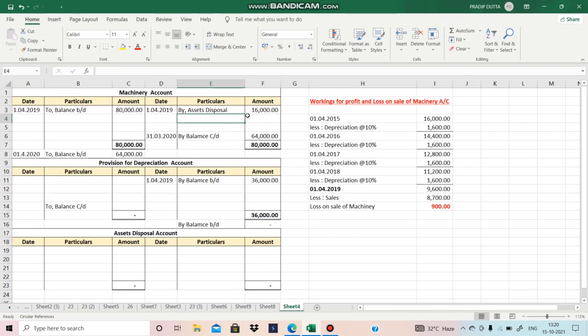Always remember, when we make the provision for depreciation, the machinery account all runs through the original value of the machines. So the machine which is sold in the year 2019, the original value is 16,000. That 16,000 will become over here, not 8,700. In previous practice, we were doing 8,700 as the sale proceeds, but here it's totally different.